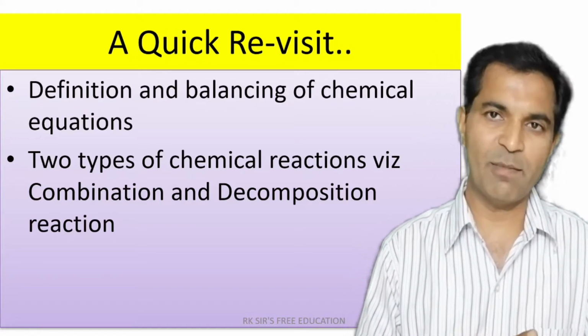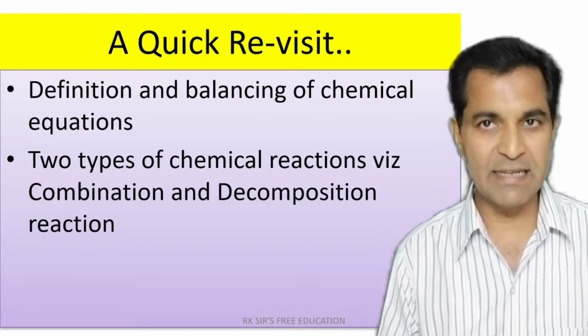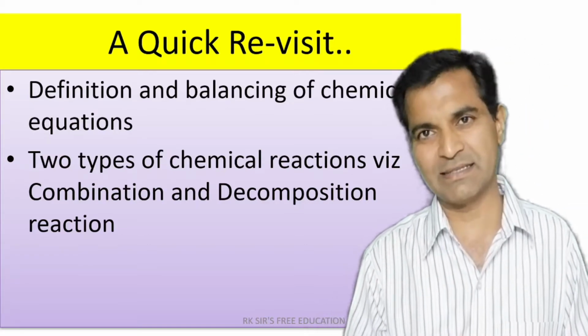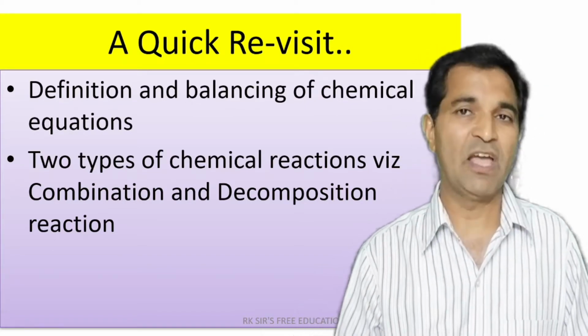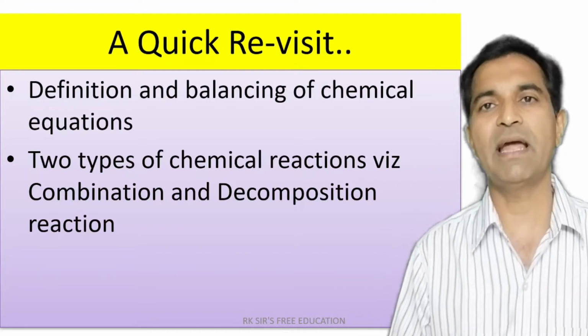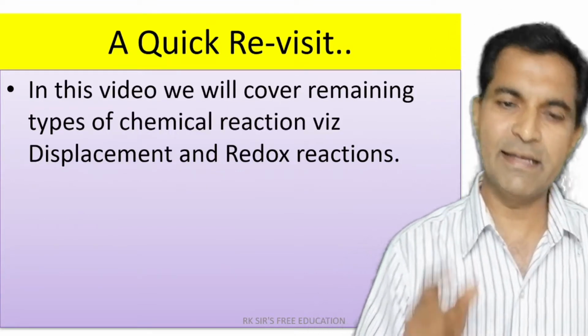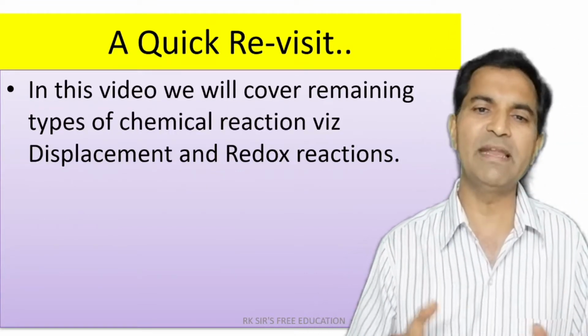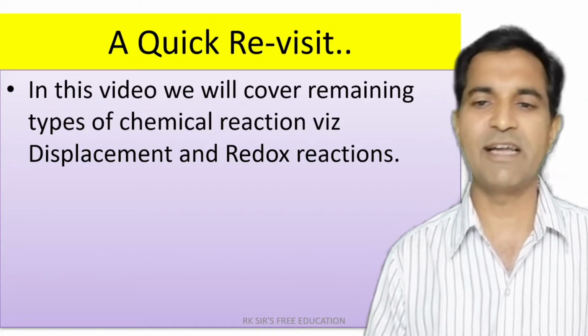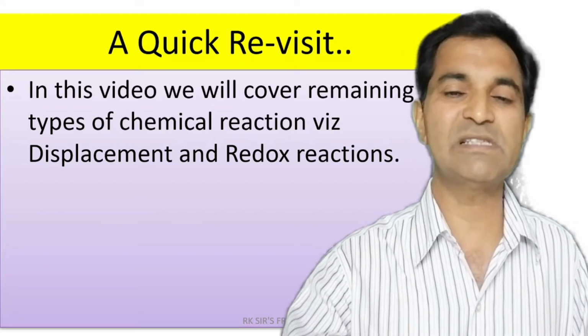We had learned the definition of a chemical reaction, how to write those chemical reactions and how to balance them step by step. We had also learned two types of chemical reactions, combination and decomposition reactions. In this video, we'll try to cover the remaining types of chemical reactions, displacement reactions and redox reactions, meaning reduction and oxidation reactions.